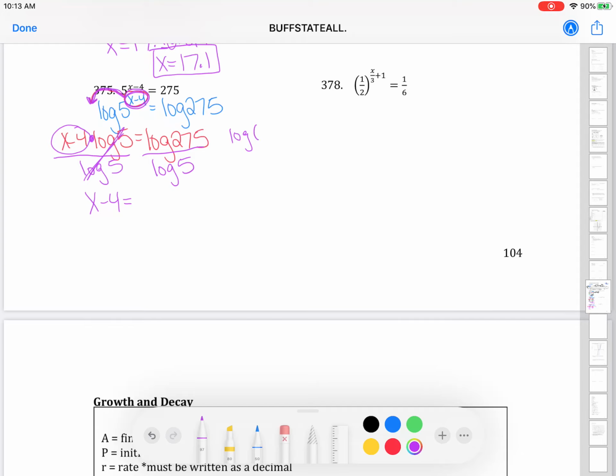Now remember what we talked about in the last video. When you press the log button, it's going to give you an open parenthesis. You're going to type in 275, and then you have to close your parenthesis before you divide. So close those parentheses, then divide by the log of open parenthesis 5, and then close those parentheses. So practice plugging that into your calculator if you didn't already.